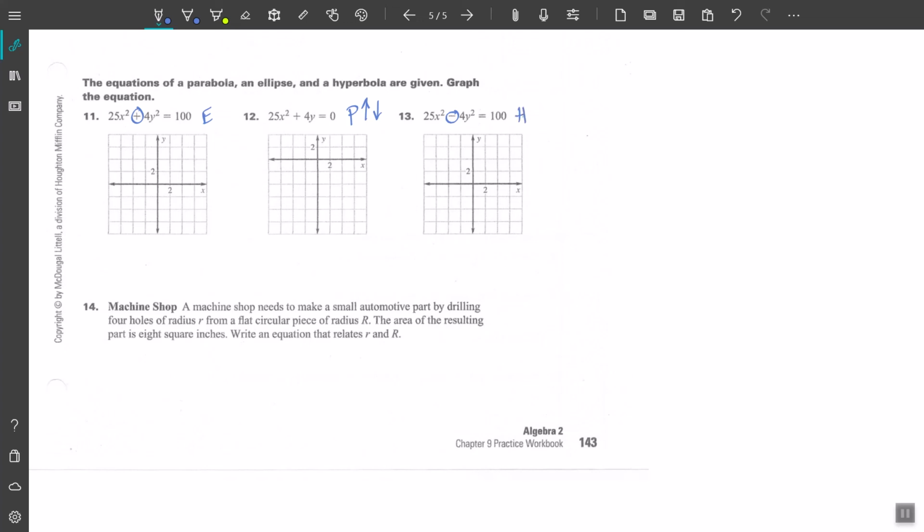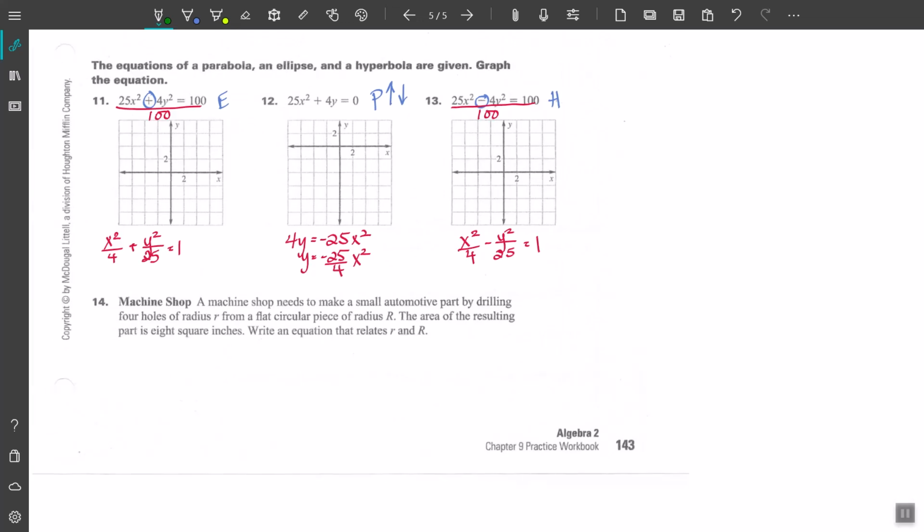Then we need to go back and put all of these into standard form. So go ahead and pause the video and work on putting those in standard form, and then start the video back up and we'll graph them.